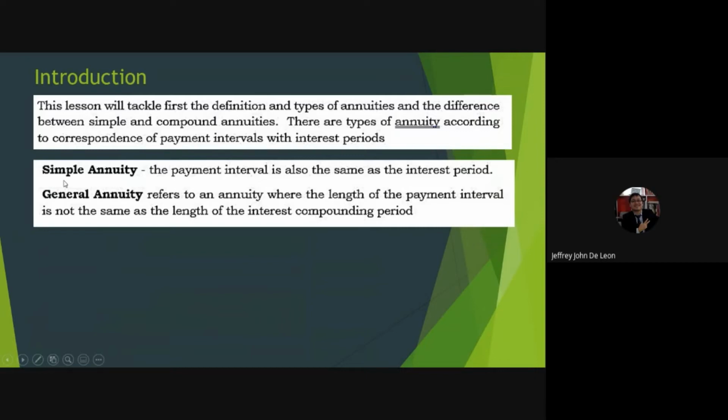So in a simple annuity, your payment interval is equal to the interest period, which is the compounding period. How many times will you be charged interest? Compounded monthly, quarterly, and so on and so forth. And this one is the payment interval. Is it monthly, yearly, or daily? So a general annuity is not the same. The length of the payment interval is not the same as the interest compounding period.